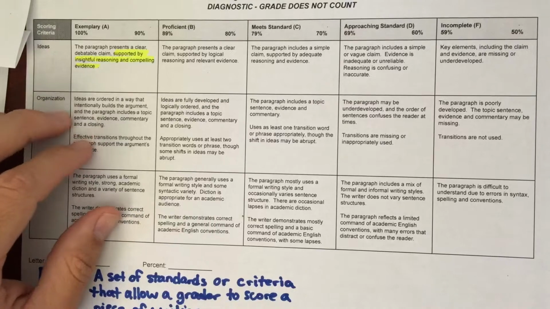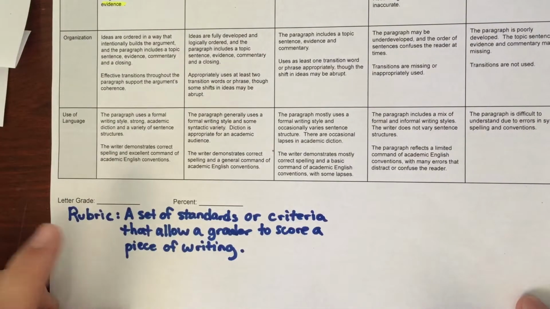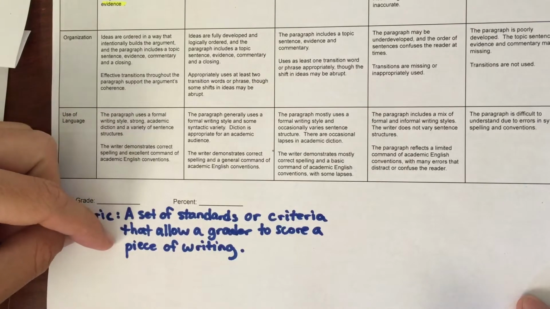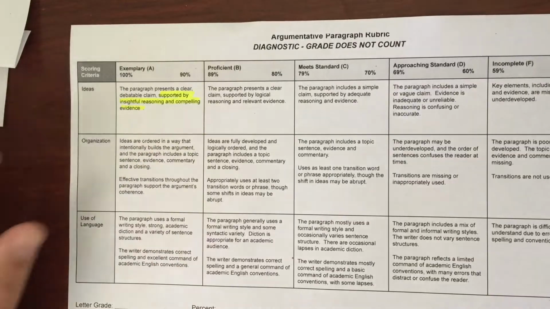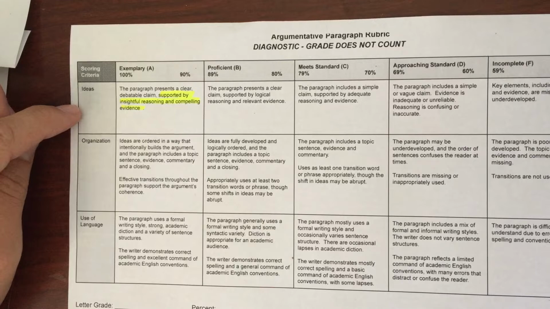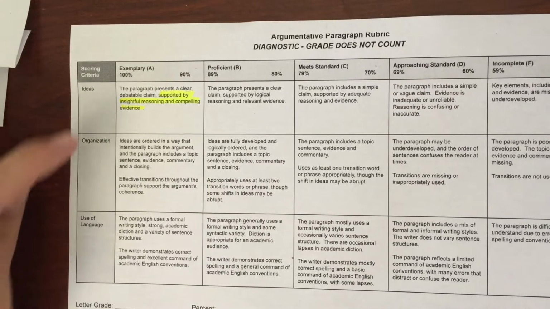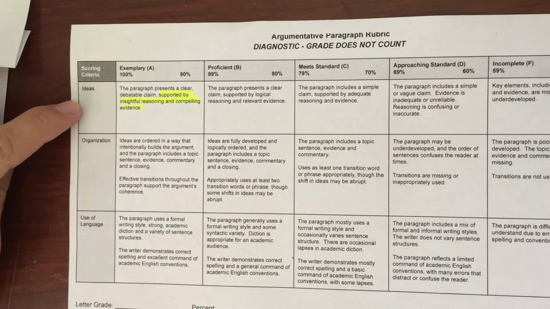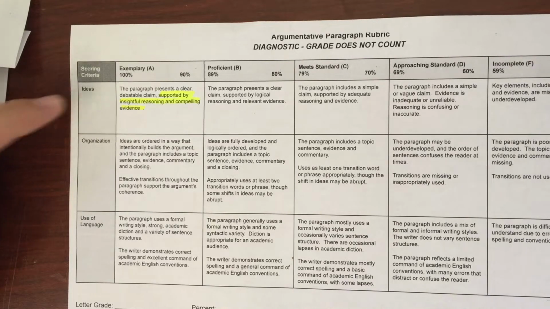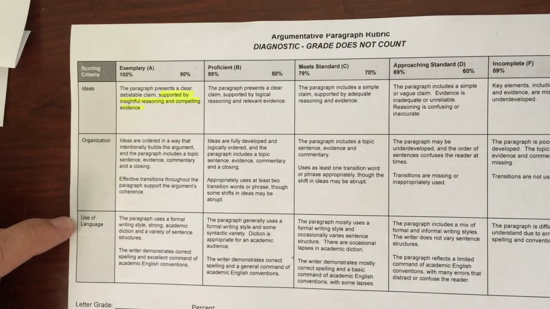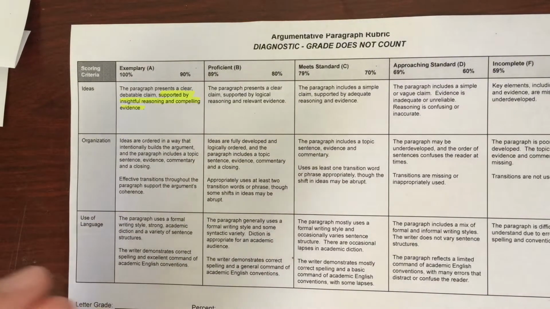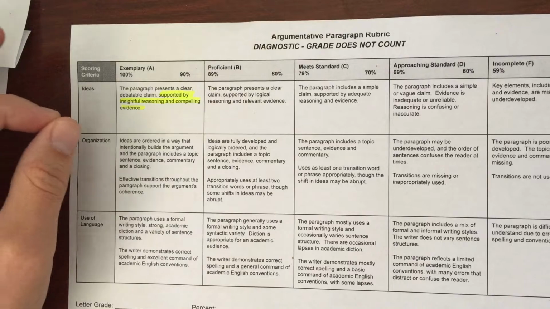For those of you who don't know, a rubric is a set of standards or criteria that allow a grader to score a piece of writing. Now, what that means is that there are going to be multiple sections on your rubric for different areas of your writing. You'll notice that this rubric is broken into 3 categories: ideas, organization, and use of language. Now, each of these is going to be very unique and it'll cover a different kind of criteria.